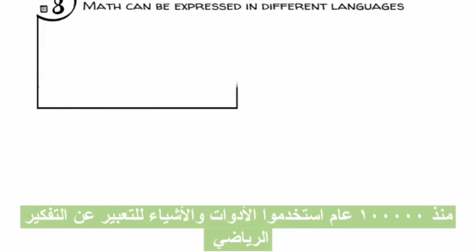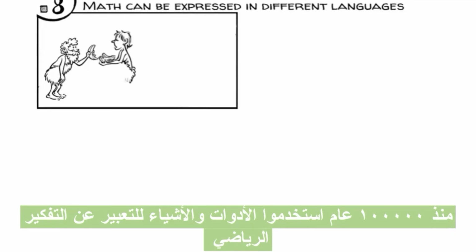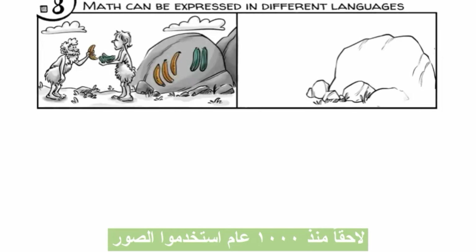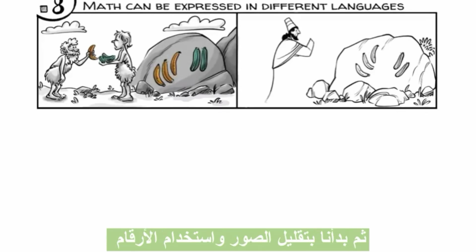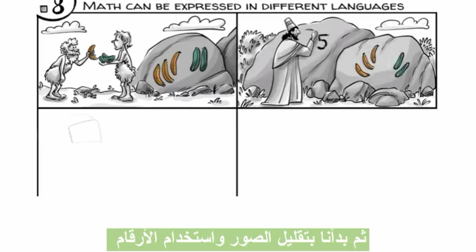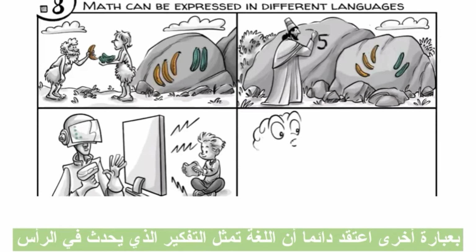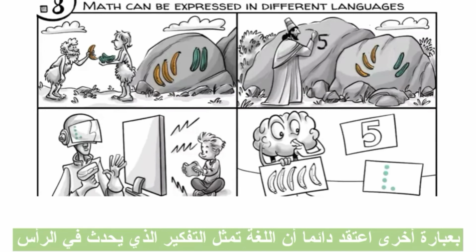Math can be expressed in different languages. 100,000 years ago, we used objects to express our mathematical thinking. Later, we used images. Around 1,000 years ago, we began to reduce images to Arabic numeral symbols. In future, we might replace symbols with bits or express math in graphic simulations or games. In other words, while math thinking always happens in our heads, the language that represents our thinking is evolving.